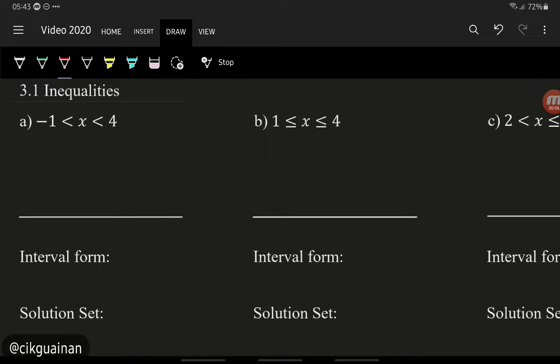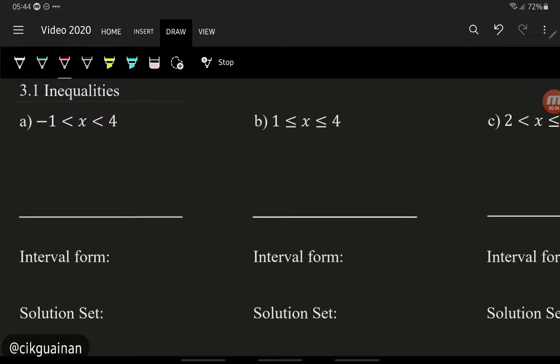In this video, I would like to share with you how to represent inequalities in a number line, interval form and solution set. So let's get started. Now the first one we have over here, okay, x greater than minus 1 and less than 4.